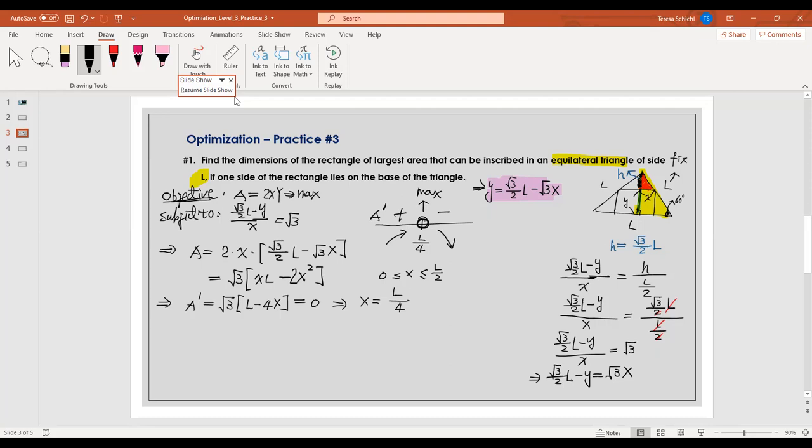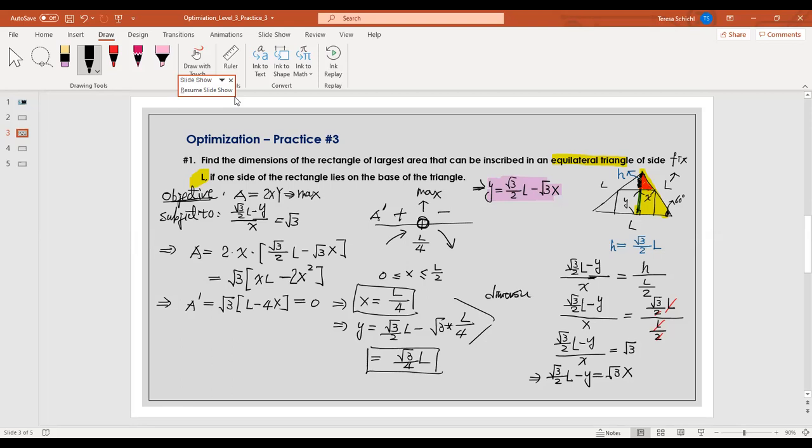Okay, x equal to L over 4, then let's substitute to get y. So the y here will be the square root of 3 over 2 times L minus the square root of 3 times L over 4. So it will be the square root of 3 over 4 times L. So these will be our dimensions here. The x will be L over 4. So this is our answer, our dimensions here.